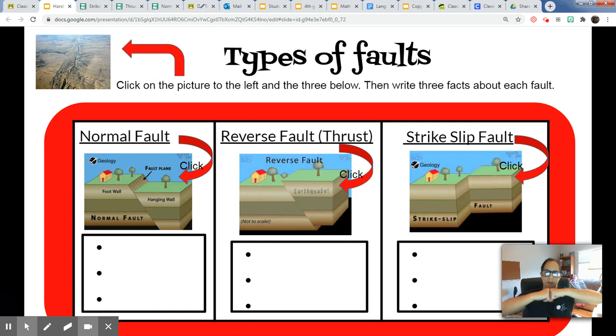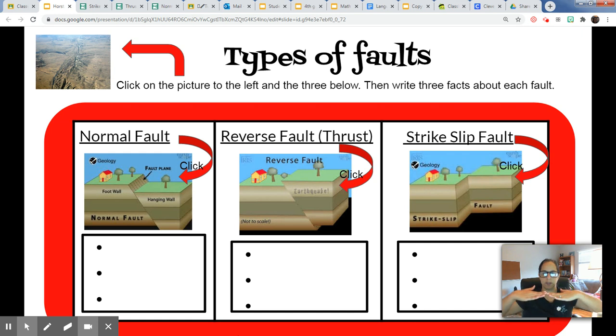So again, we had a normal fault, we have a reverse fault, and then we have a strike slip fault, which I just do like this. Now if you'll notice, the one that hurts the most is the strike slip fault, and that is the one that causes the most earthquakes. Reverse fault also causes a lot of earthquakes. It causes the most destructive earthquakes. But reverse faults can also create mountains.